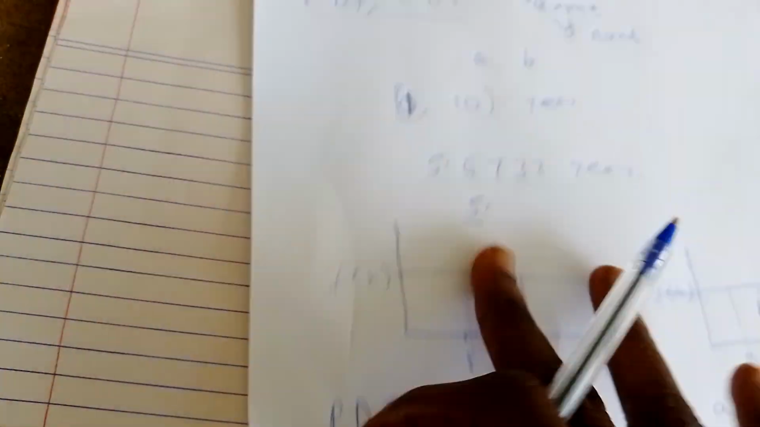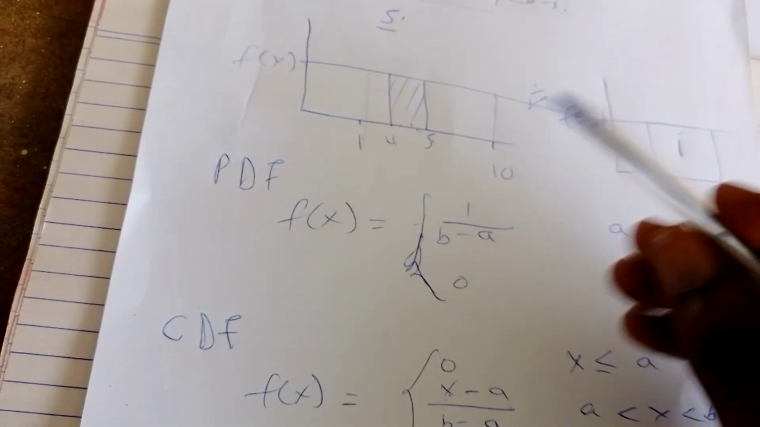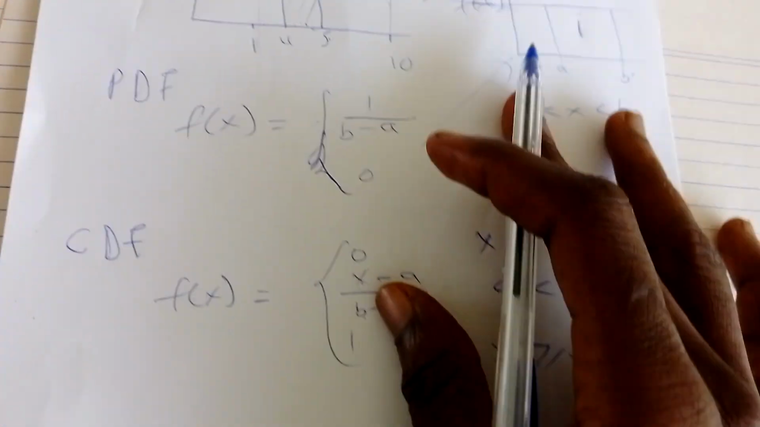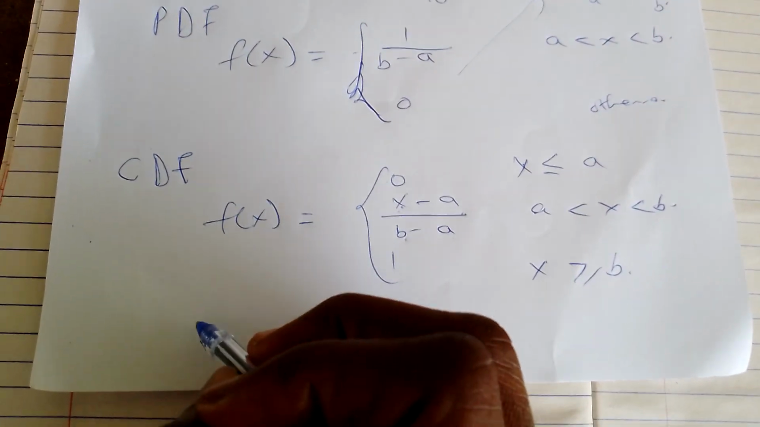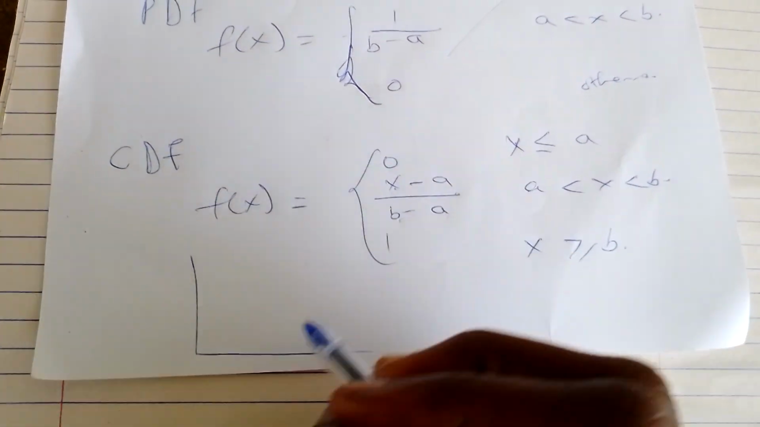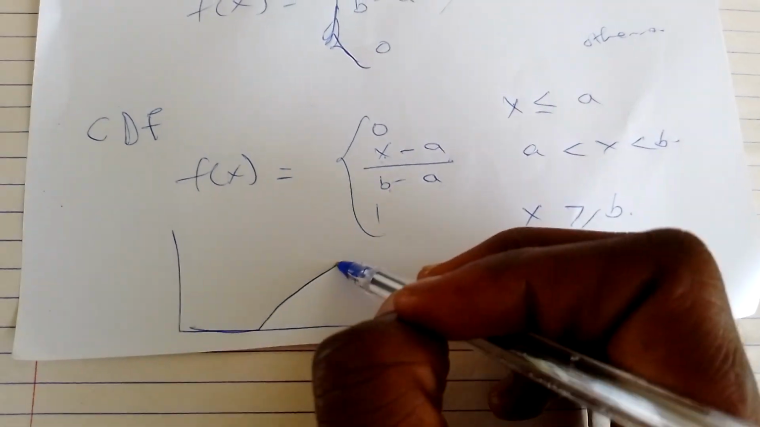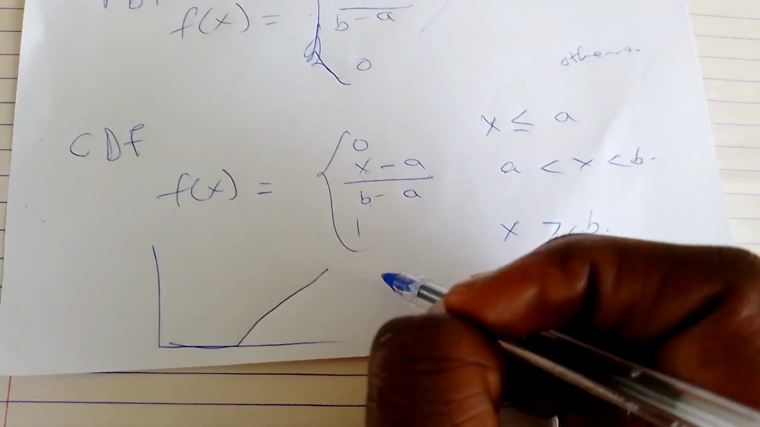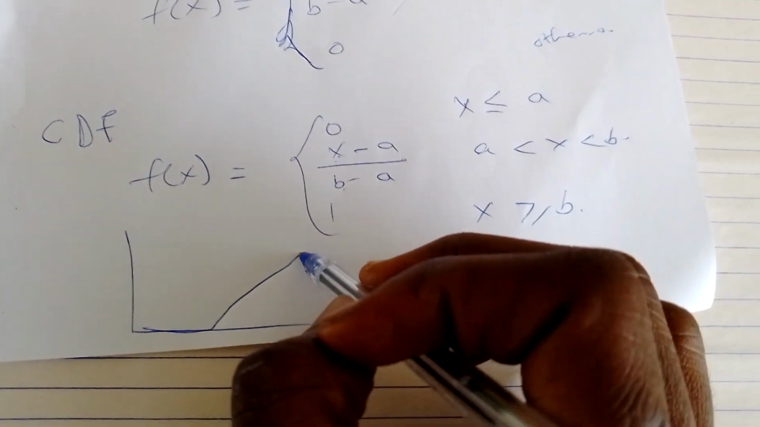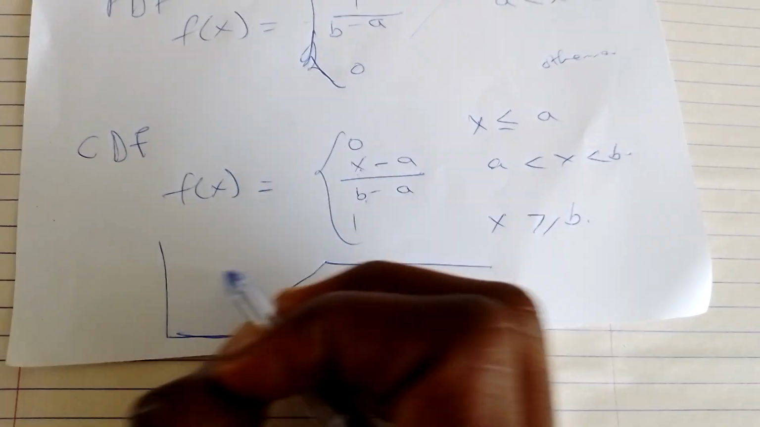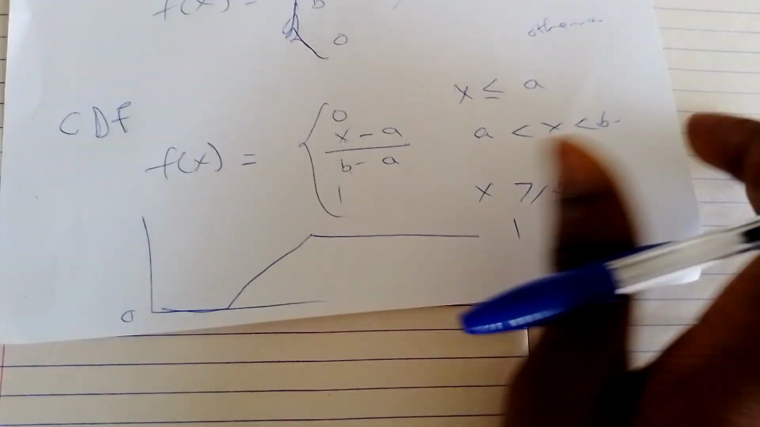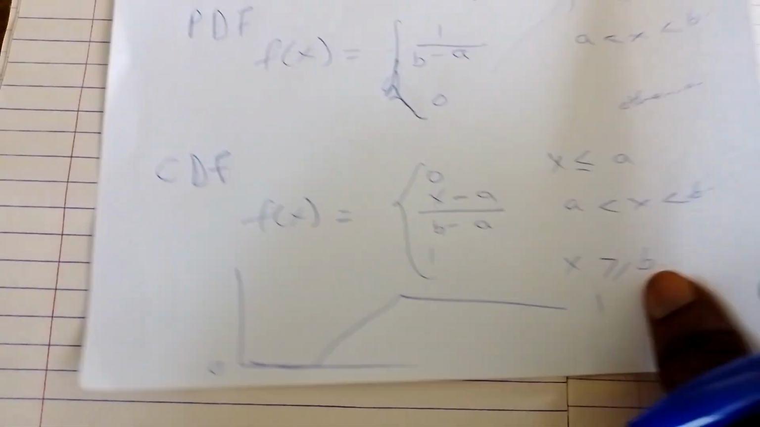And for the probability density function, the graph looks like this. And for this one, as you can imagine, it will have a form of something like this. It will rise with some constant gradient, and then level off at 1. So this side will be 1 and this side will be 0. So basically, this is how the graph will look. Okay.